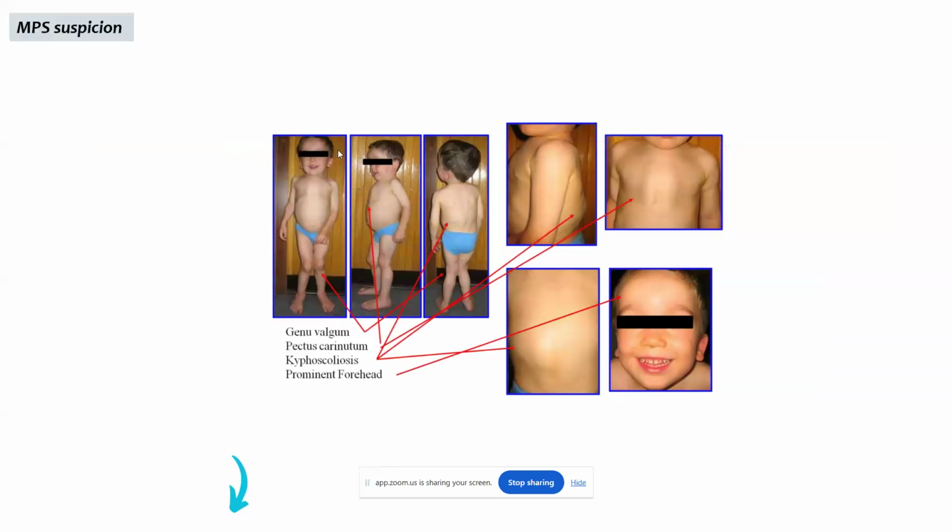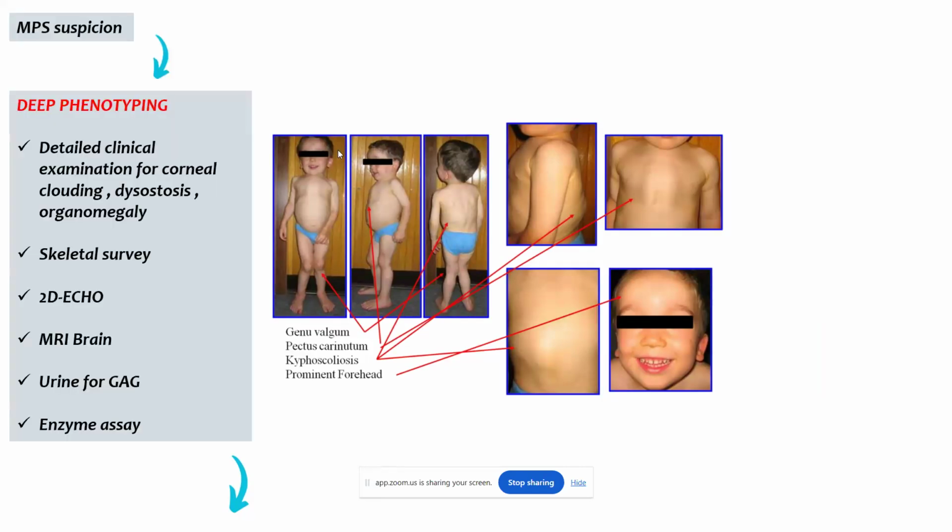So the clinician has suspected it, and then you have a battery of tests. That is, as I said, the deep phenotyping. You have to examine the child in detail. You have to look for corneal clouding. You may have to send the child for slit lamp examination. You have to get a skeletal survey to see the physical aspects of dysostosis multiplex. Examine him. Maybe get an ultrasound abdomen to look for organomegaly.